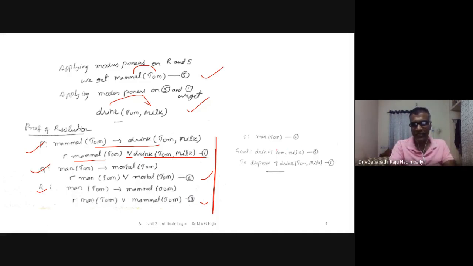My goal is, I have Tom drinks milk. Previously, if I want to prove Tom drinks milk in resolution, what I have to take? I have to consider the negation of the drink. Will you agree? I will take the negation of the drink and I will prove it as null. If I prove it as null, that means that Tom drinks milk. Will you agree with my statement?